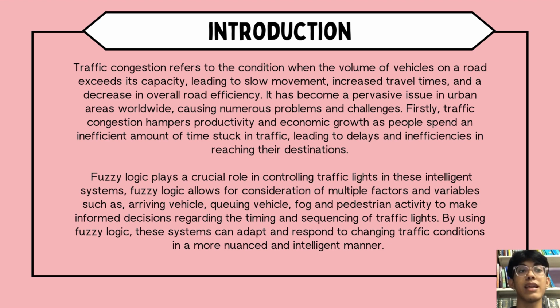However, with the increasing complexity and unpredictability of traffic patterns, intelligent traffic control systems have emerged as a necessity. This system continuously senses and adjusts the timing of traffic lights based on real-time traffic conditions, including the presence of traffic jams. Fuzzy logic plays a crucial role in controlling traffic lights in this intelligent system. Fuzzy logic allows for consideration of multiple factors and variables, such as arriving vehicle, queuing vehicle, fog and pedestrian activity, to make informed decisions regarding the timing and sequencing of traffic lights. By using fuzzy logic, this system can adapt and respond to changing traffic conditions in a more nuanced and intelligent manner.